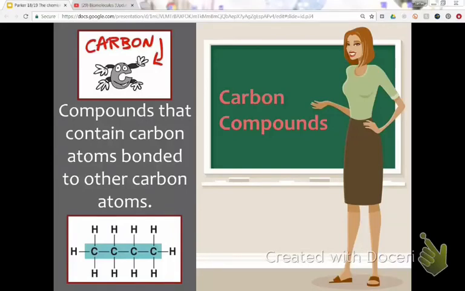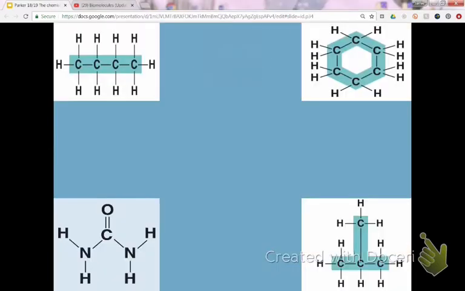Okay, so today we're going to give you a little bit more information that you can use to make your foldable also, okay? And we are going to start with carbon compounds because all organic molecules are made from carbon, okay? So organic compounds contain carbon atoms bonded to other carbon atoms, all right?